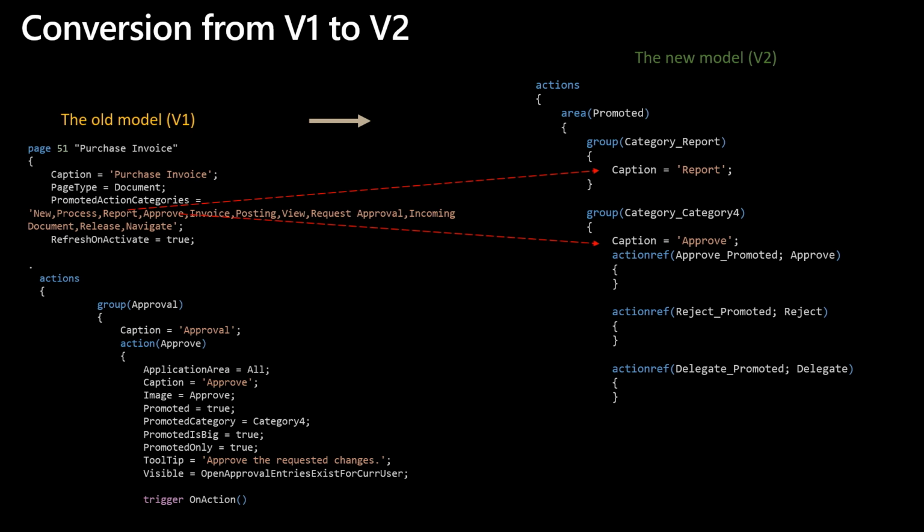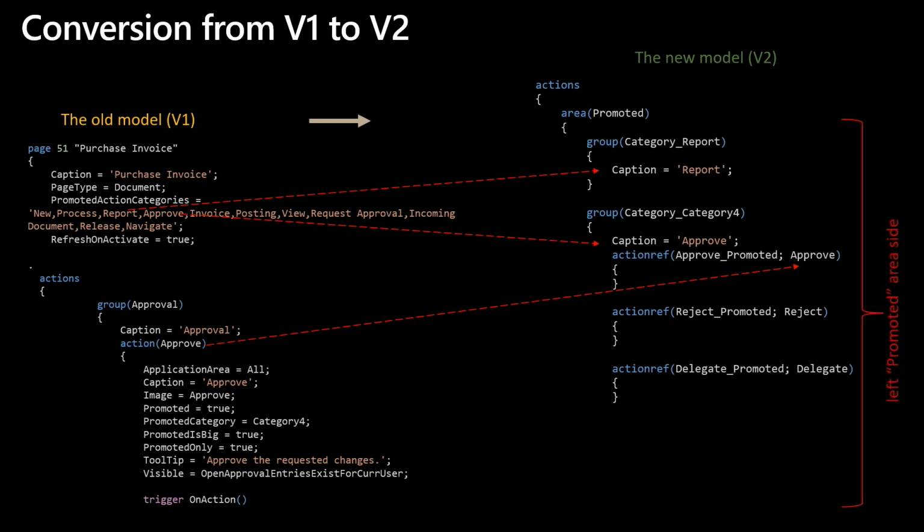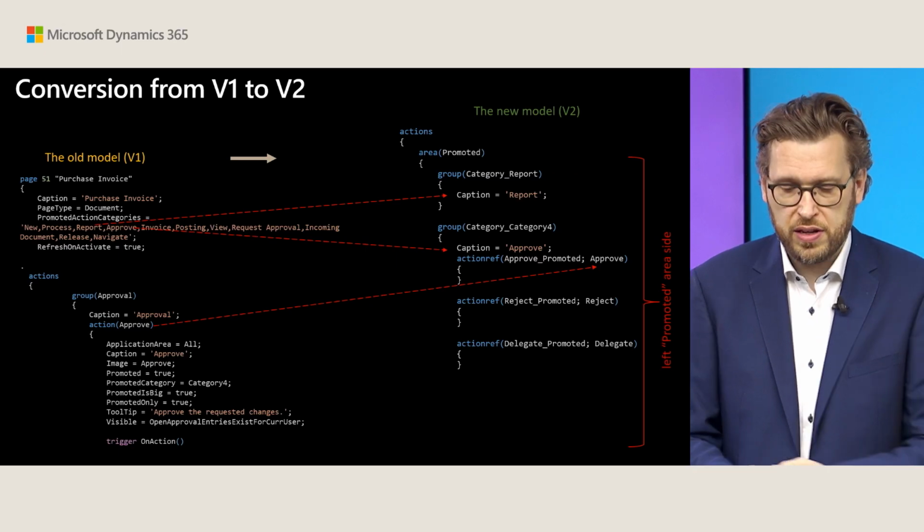And you can, of course, in the case where you have converted this in code yourself explicitly, go in and modify that if you would like for the captions. And then we see also how the actions that were promoted are created as action refs in the corresponding category that they should belong to. So that's how the conversion works. And then this new model will be the one represented in the promoted area of the action bar.